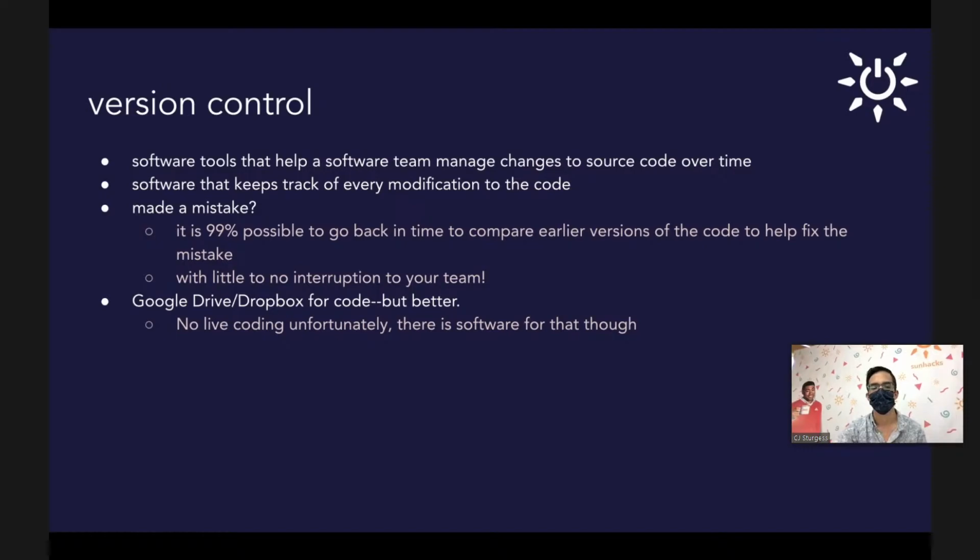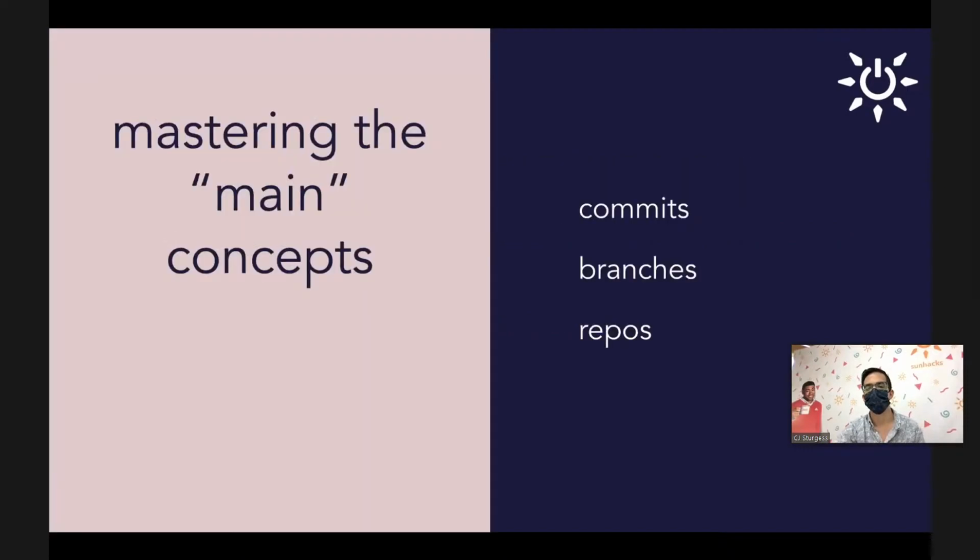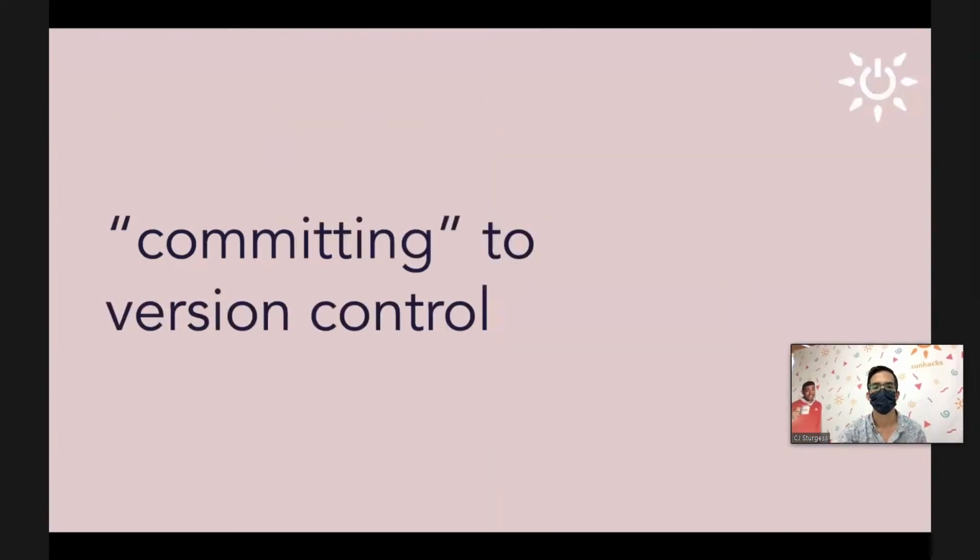So pretty handy. There's three main concepts that we're going to talk about here that really encompass Git, and that's commits, branches, and repos. So we're going to go into a little bit more of that right now. But for now, those are the three keywords you're going to be wanting to take away from this.